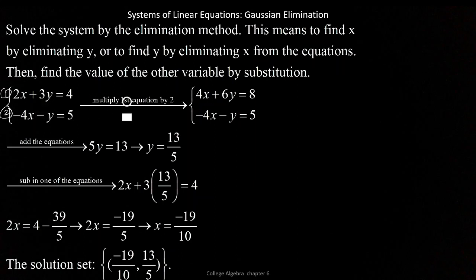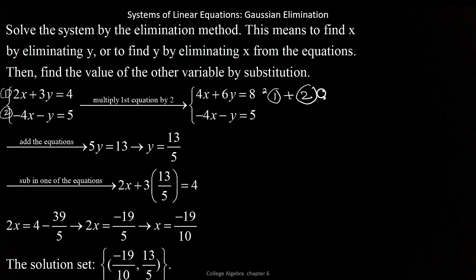Well, we can do this. We can multiply the first equation by 2. Why? Because if you want to eliminate x, then 4x and negative 4x cancel. So we're going to add equation number 1 and equation number 2. Now, what do we mean by adding equation 1 and 2? We're going to add equation number 2 to equation number 1 times 2.